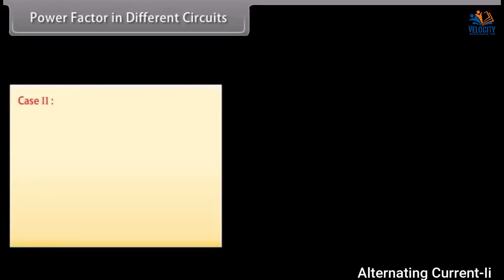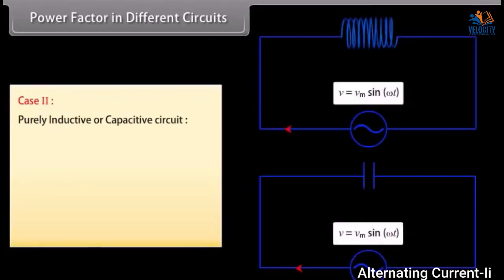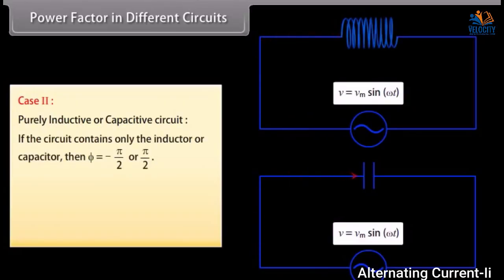Case 2. Purely inductive or capacitative circuit. If the circuit contains only the inductor or capacitor, then phi is equal to minus pi by 2 or pi by 2. Value of cos phi is equal to 0. There is no power dissipation. P bar is equal to 0.